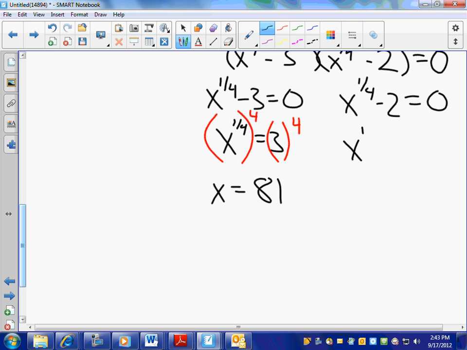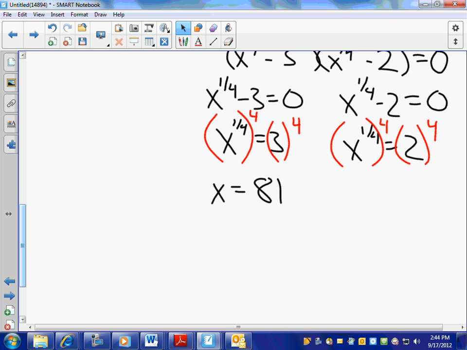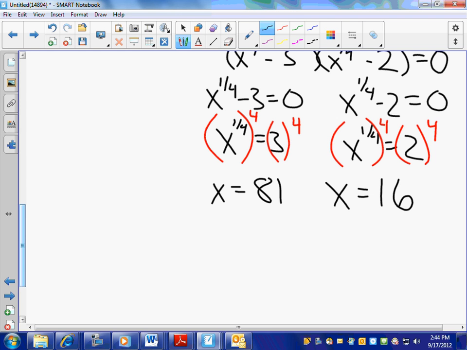That sounds ridiculous. x to the 1/4 is equal to 2. Same process. We take each one to the 4th power. What is 2 to the 4th power? Yes. We have 2 solutions. x is 81 and x is 16. Any questions?